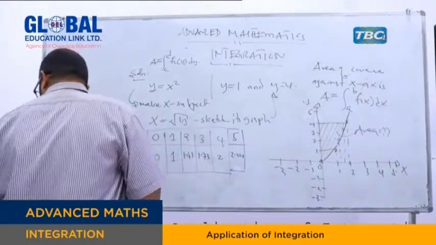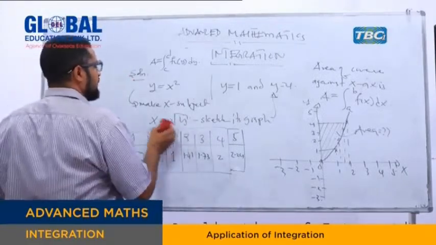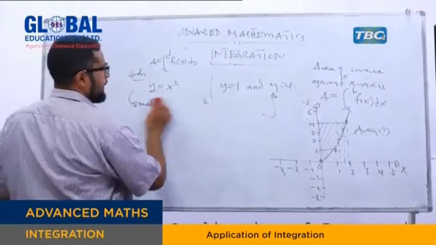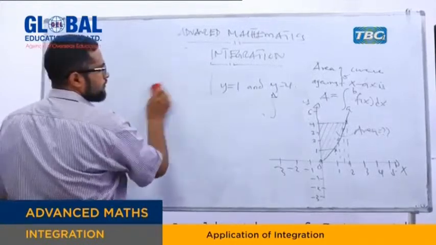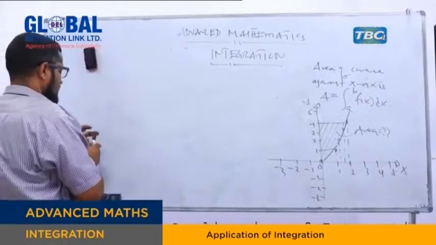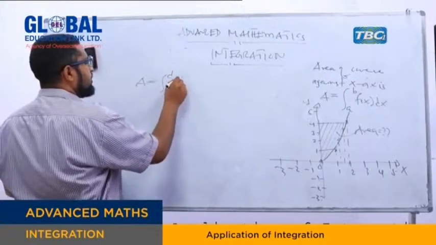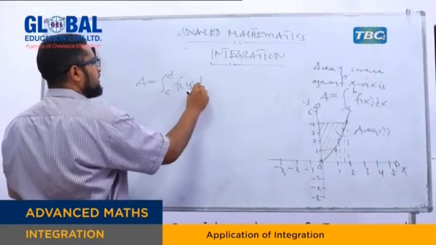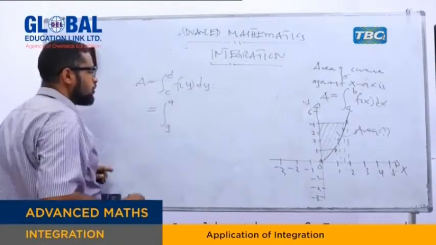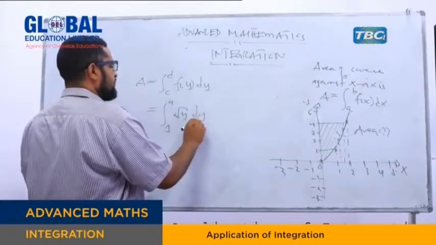After sketching the graph, what next? Next now is to plug in the formula and then integrate, substitute the values, and conclude your solution. Our formula is given by A equals the integral from C to D of F of Y dy. So it is from 1 up to 4. Our function was root of Y dy.